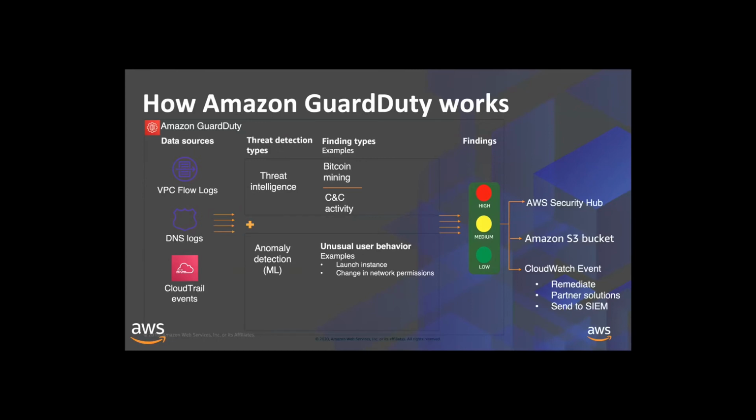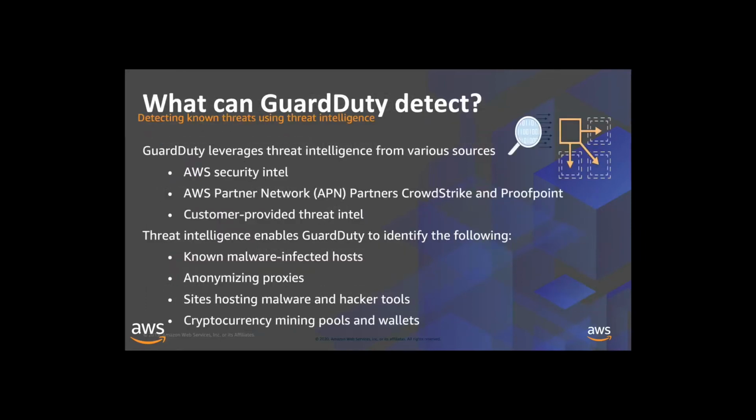And then from there, you can get those findings and you can take action accordingly. It'll be presented in Security Hub. You can have that in the S3 buckets. You can also do CloudWatch events with that as well. So again, this can detect threat intelligence from various sources, again, from our AWS security team, also from AWS partners such as CrowdStrike and Proofpoint, as well as customer-provided intel.